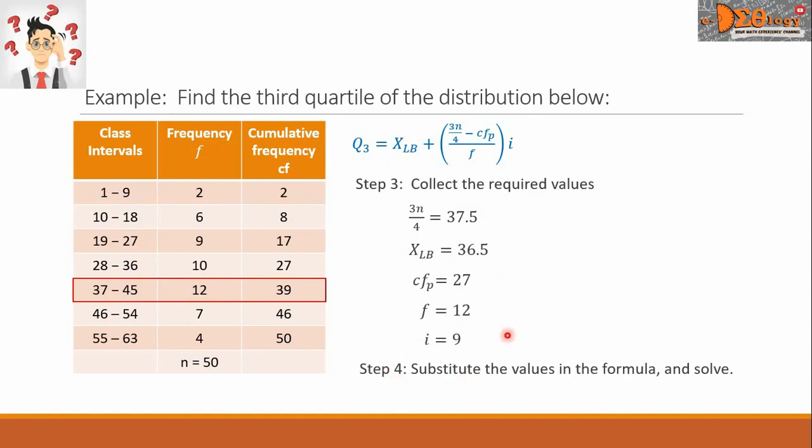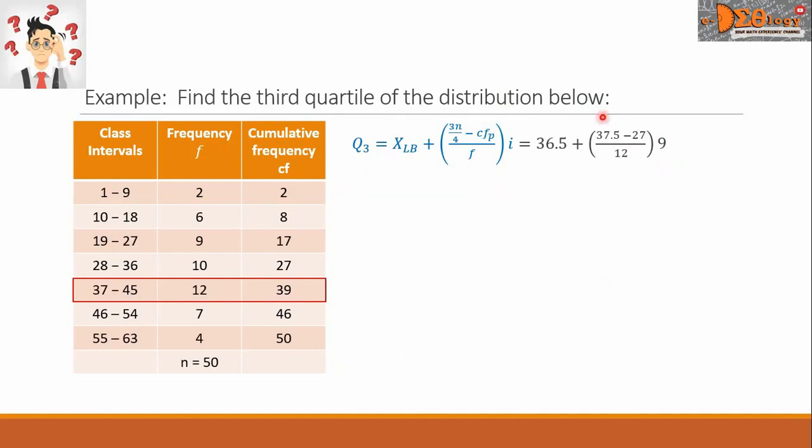For step 4, we substitute the values in the formula and solve. The x sub LB is now 36.5 plus the 3n over 4 is 37.5 minus the CF sub P, that is now 27, all over the F, which is 12, times the quantity I, which is equal to 9.